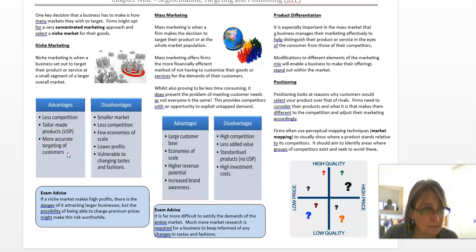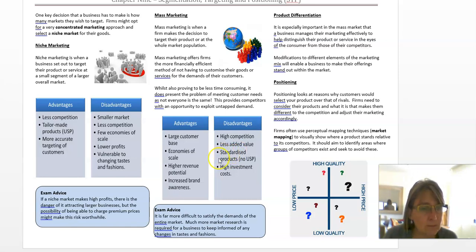On the other hand, if you just go for mass marketing, you have a much larger customer base. You just target to everybody. You make so many that it becomes cheaper to produce each individual unit. You've got a potential for higher revenue because you've got more customers. But because of that, there's more competition. You probably have to reduce the price because of the competition, so each individual item will bring in less.